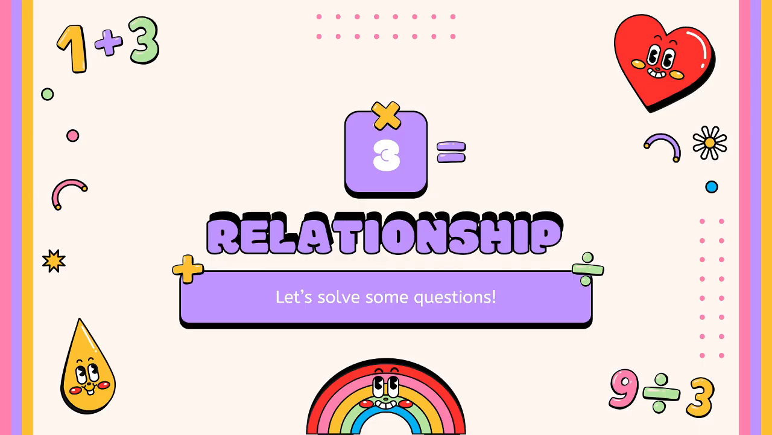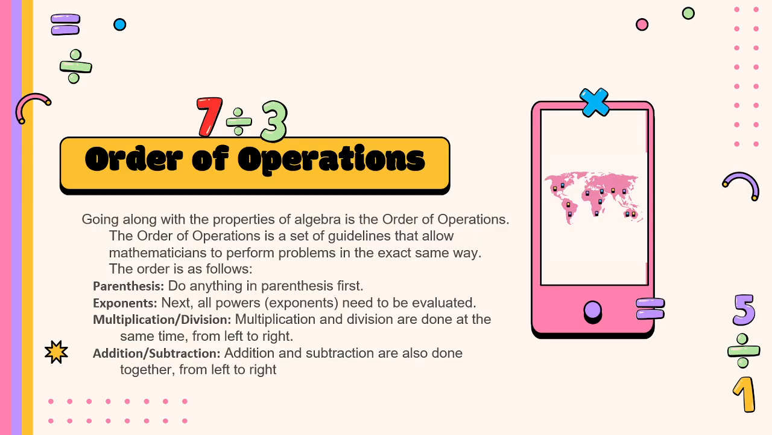Now we're jumping to relationship. Let's solve some questions. Going along with the properties of algebra is the order of operations. It is a set of guidelines that allows mathematicians to perform problems in the exact same way. It is called PEMDAS, which stands for parentheses, exponents, multiplication, division, addition, and subtraction.